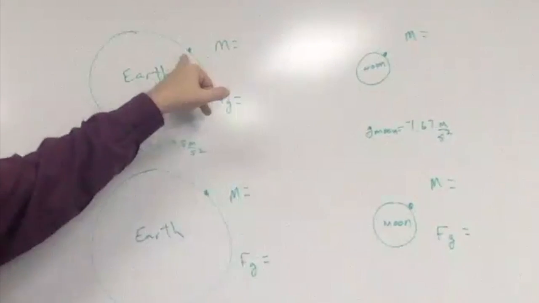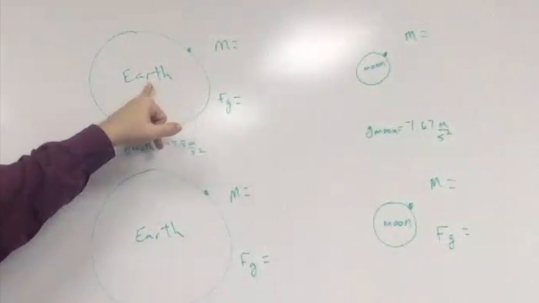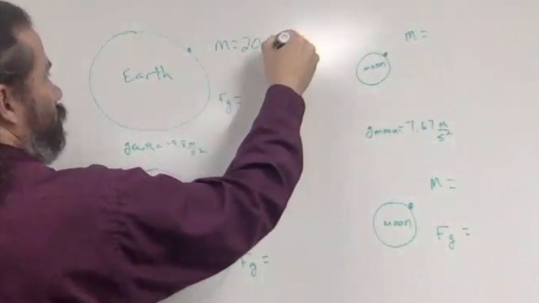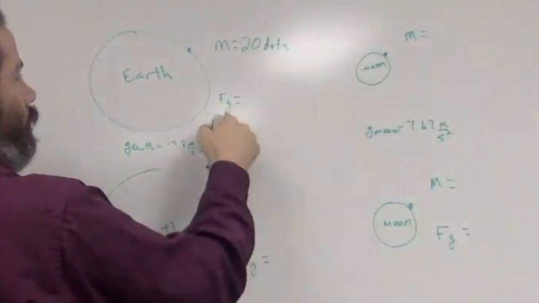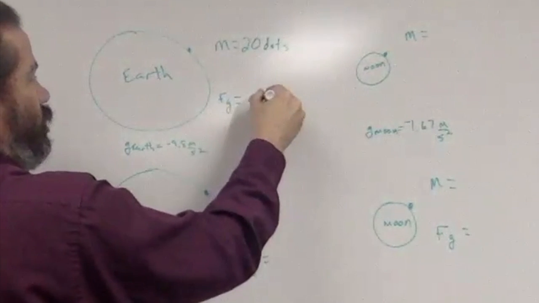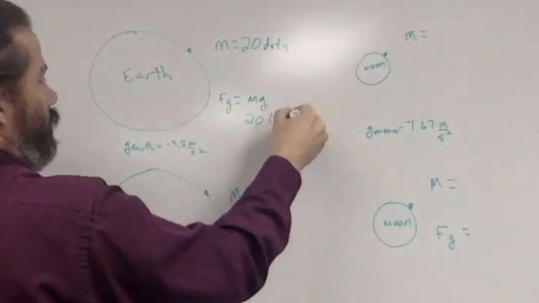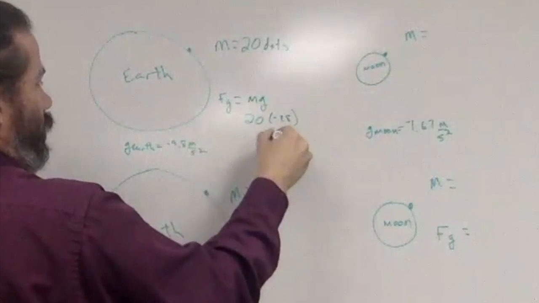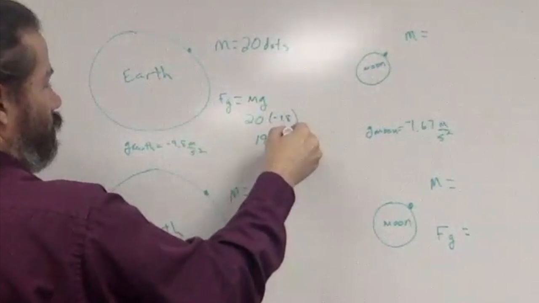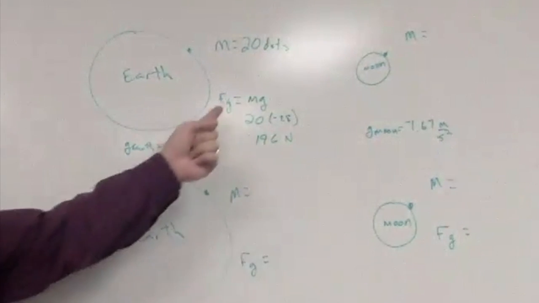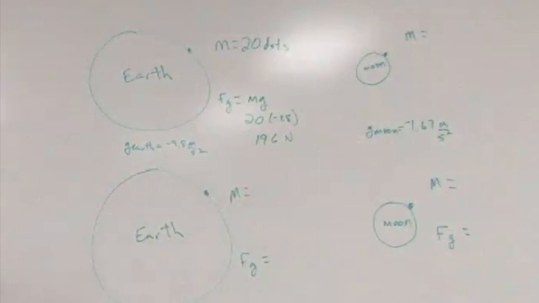So here I've got my bowling ball on the Earth, and its mass, we said, is 20 dots. The force of gravity is equal to mg, so if I took 20 dots times 9.8, I would get 196, and we will pretend that that's newtons. It's not really, because we're using dots instead of kilograms, but that's the weight of the bowling ball for this example.